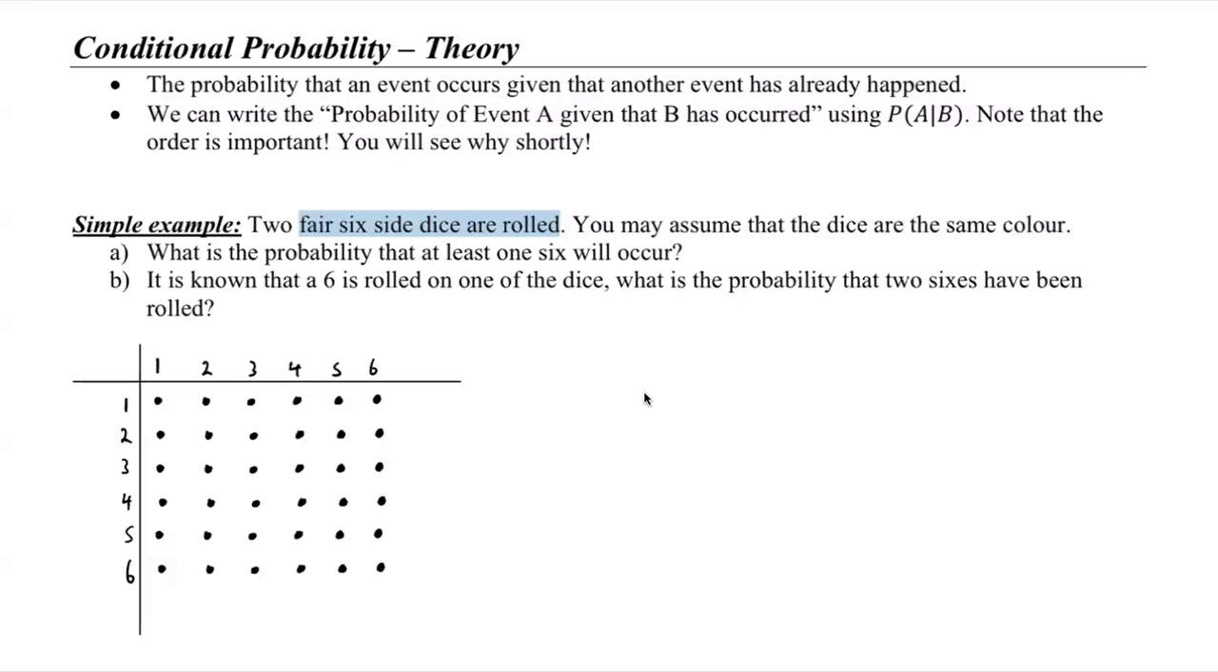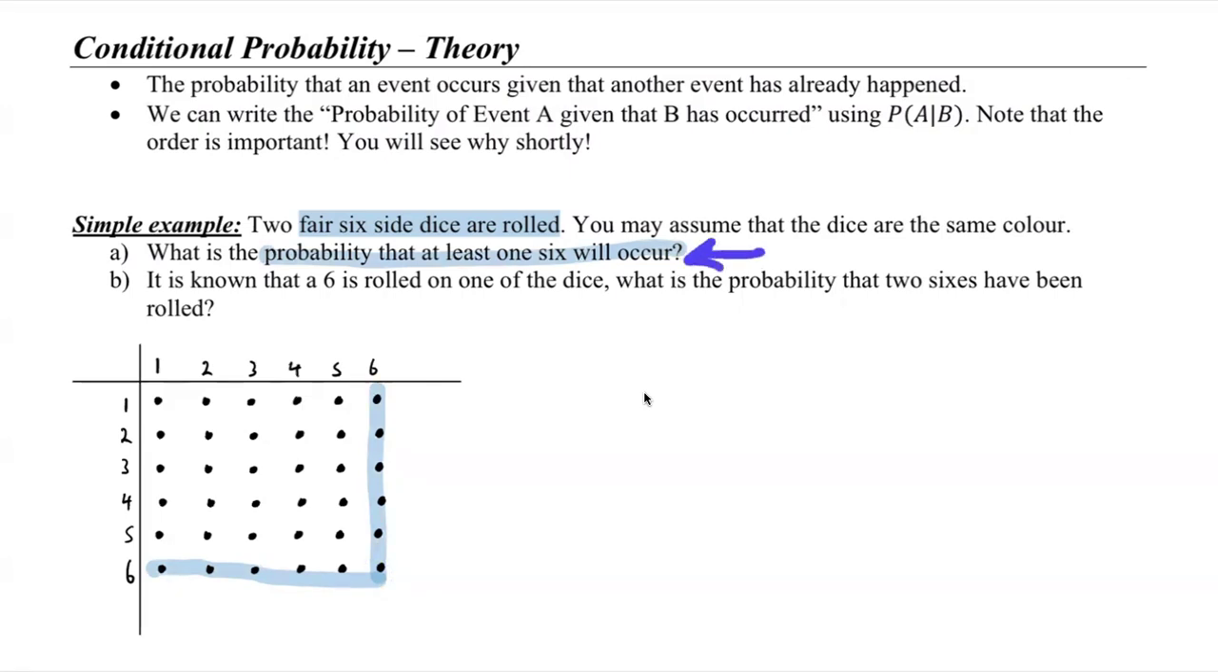We're going to have a little bit of a look at this first question. What's the probability that at least one six will occur? Using our dot diagram, if we're going to have at least one six occurring, that means we can be working in that column, or in that row. In both the column and the row, at least one six occurs on either of the dice rolls. Now, we can also have two sixes occurring down here. That's fine. That's still at least one.